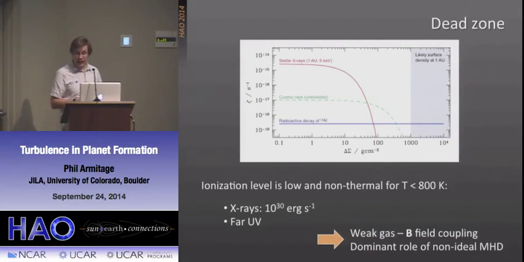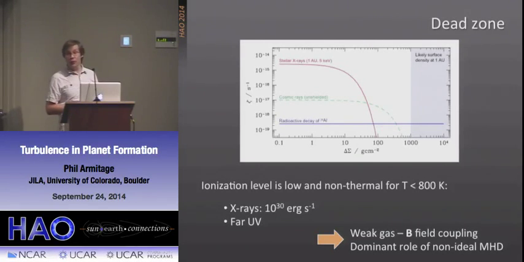Okay, so that was ideal MHD. What happens when we start thinking about the non-ideal MHD terms? The key point here is that in the protoplanetary disk, the ionization level is very low, and unless you're really close to the star, so maybe close enough that the temperature is about 800 Kelvin or above, 800 Kelvin is where the alkali metals start becoming ionized, the dominant source of ionization is always non-thermal. Okay? The thermal ionization level is really vanishingly low.